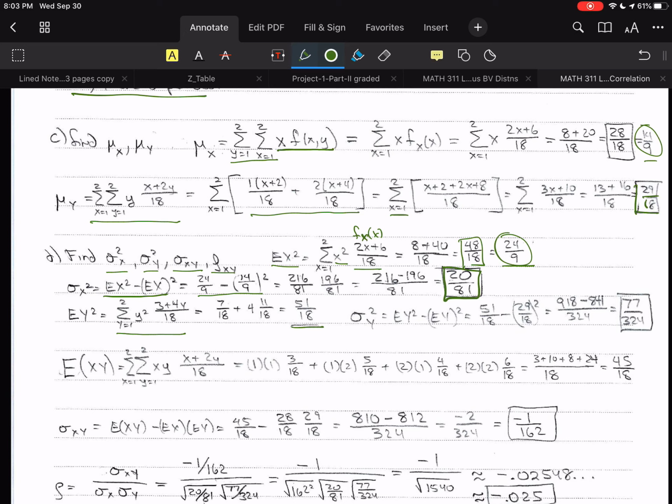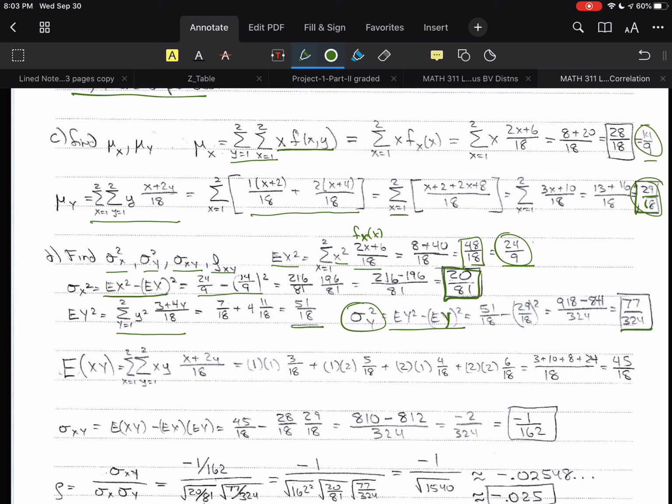And so the variance here, in this case, we had 29 over 18 for the mean. We plug into our formula for the variance, and that is supposed to be a y, and we end up with 77 over 324 for our variance. That's the variance of y.